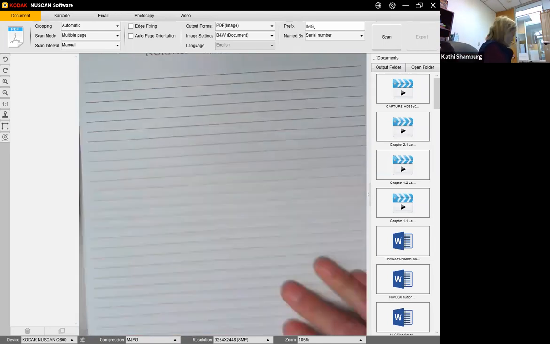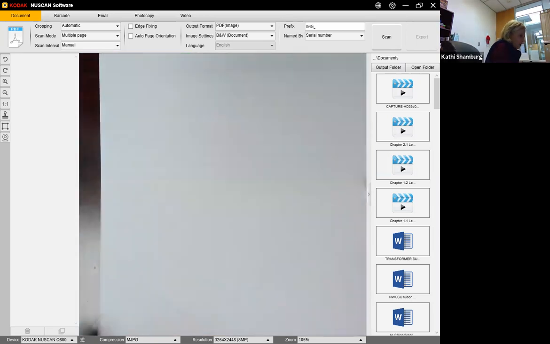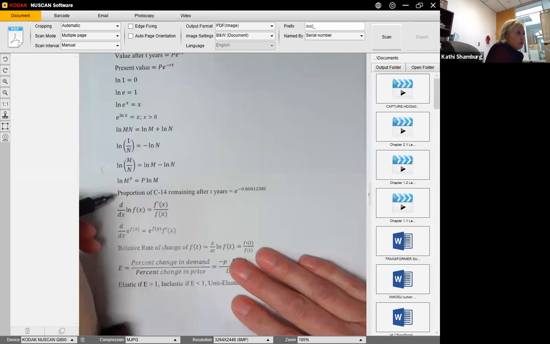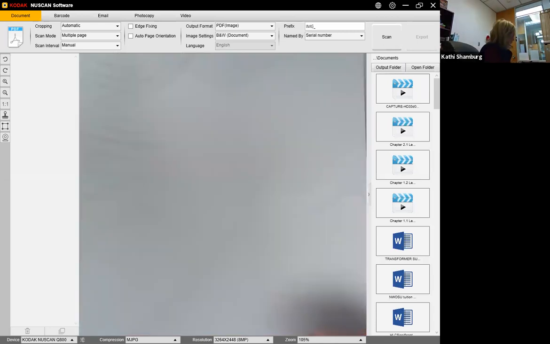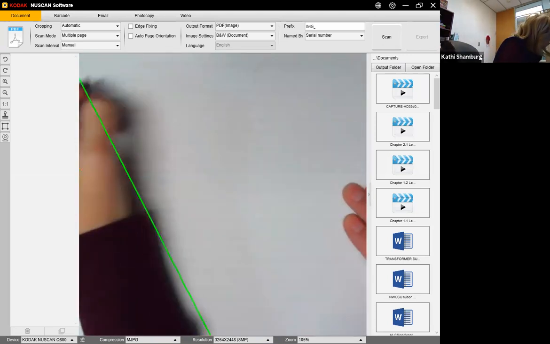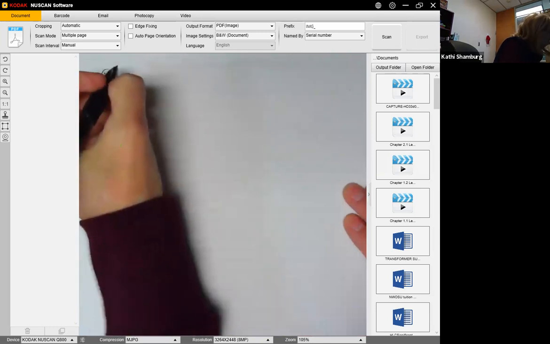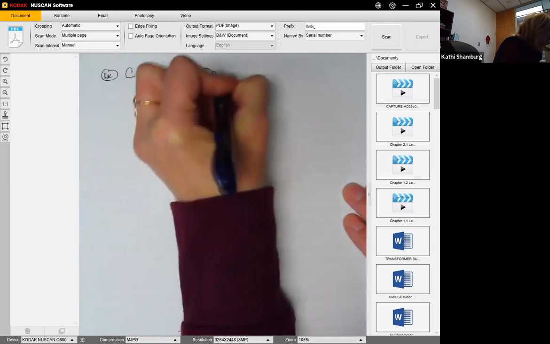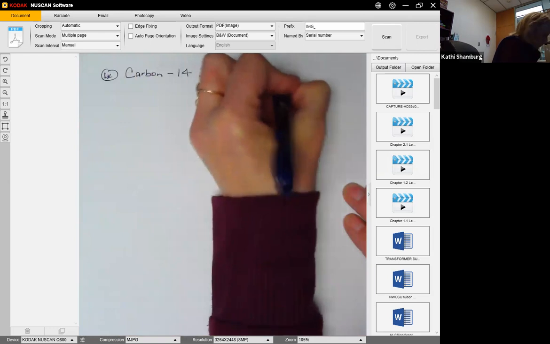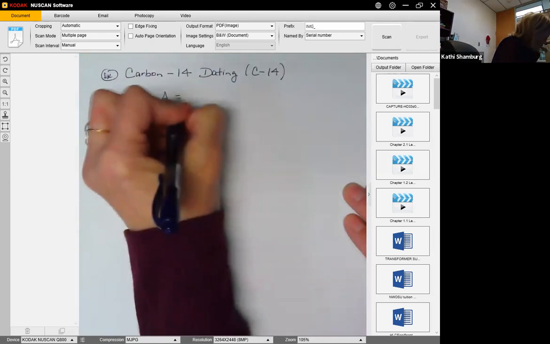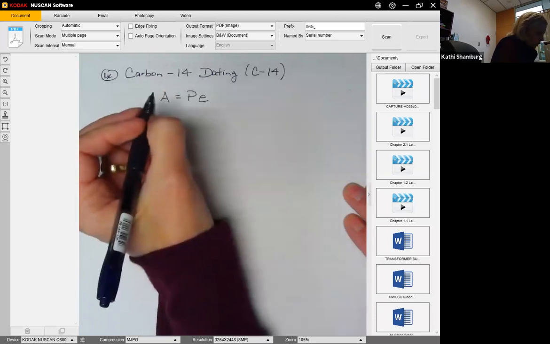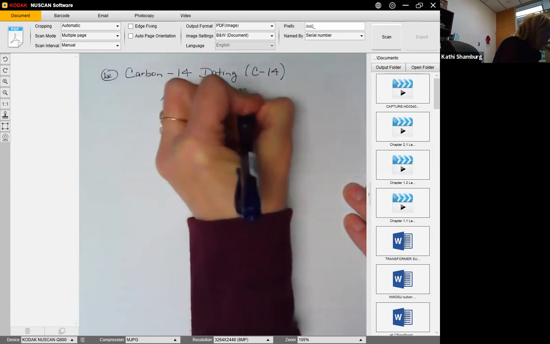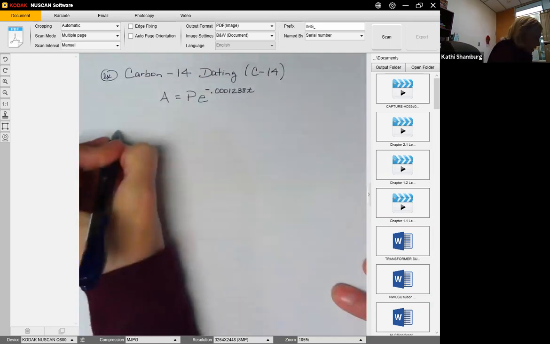All right. One other type of example that you're going to encounter, and if you'll look over at your formula sheet, it deals with this right here: proportion of C14 remaining after T years, and it tells you what it's equal to. Well, what is C14? C14 is carbon 14 dating. So that formula will be P times e raised to the negative 0.0001238t. That's quite an exponent, okay? So here's an example.